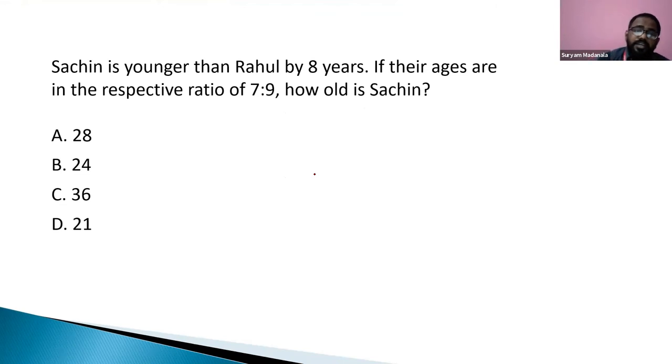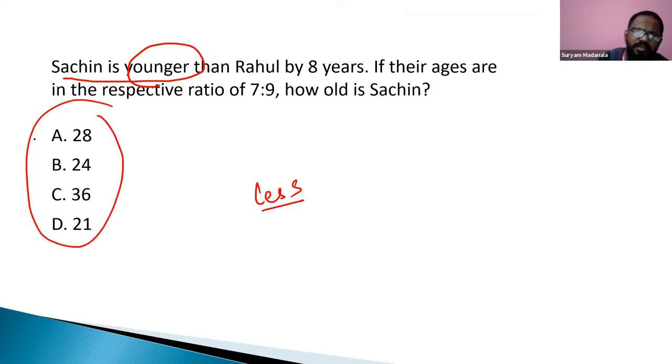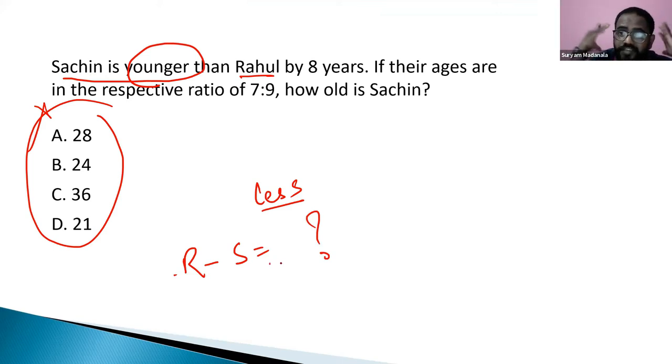Can you all tell me, if I'm saying that Sachin is younger, younger means who is having less age? My question is who is lesser in age, Sachin or Rahul? Sachin is younger. Now, if I say Rahul minus Sachin, how much will it be? I've placed Indian names because you will find questions with Indian names. Yes, it is 8. Very good.